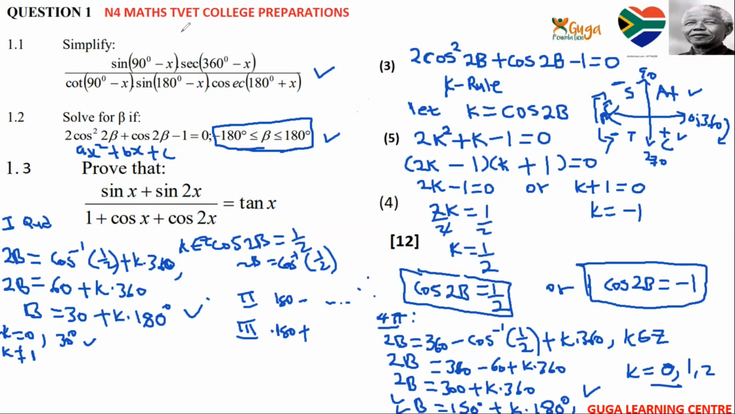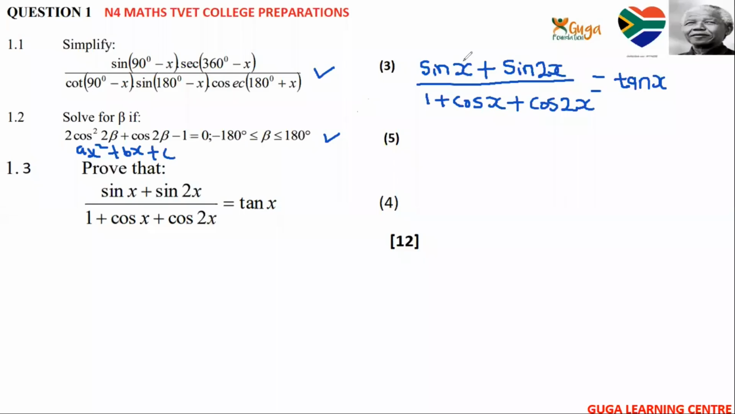Let me erase here. Yes, it's a proof that (sin x + sin 2x) over (1 + cos x + cos 2x) is equal to tan x. So here you will choose the less complicated side, right? So the side that you're comfortable with, obviously it's possible to reduce this to that. So we choose the left-hand side.